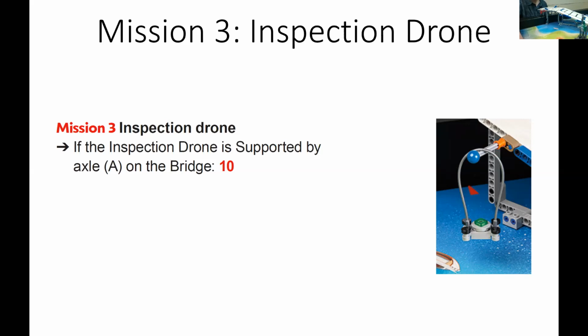So there's inspection drone. This one is pretty straightforward because it starts pretty close to this, but it does require picking something up and leaving it there. And if you ended the match with something helping to support this here, that doesn't count. You can't have something underneath it like this. The inspection drone has to be supported 100% by this axle.